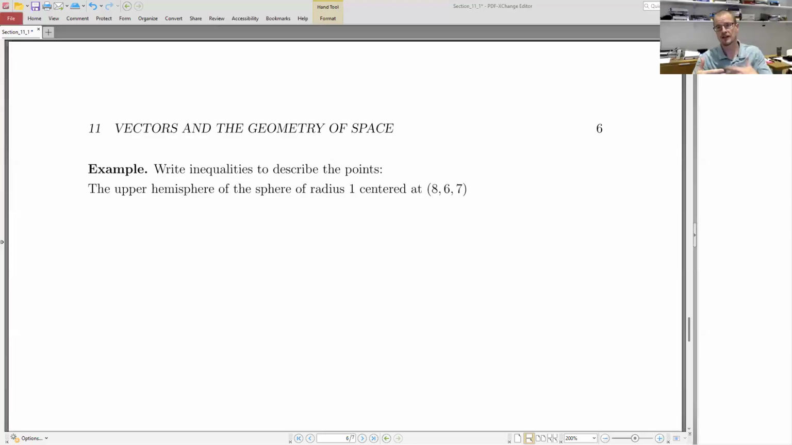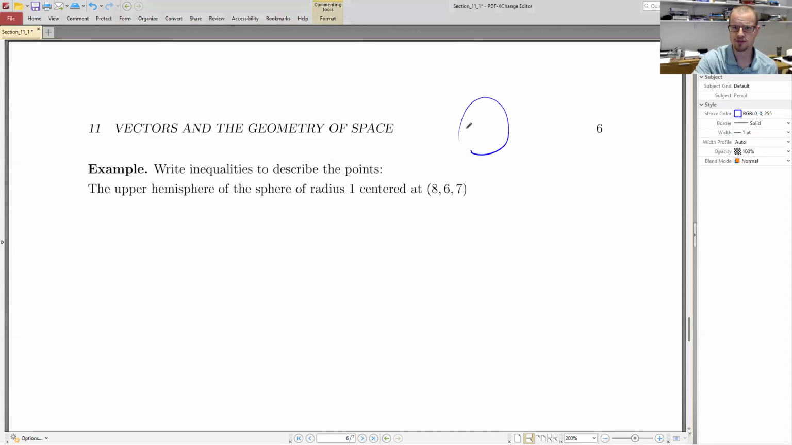We want to continue taking a look at our three-dimensional coordinate system, where we had been given equations to then describe sets. Here we're given a description and we want to come up with some equations to help us identify the points that we're interested in. So we want to write inequalities to describe the upper hemisphere of the sphere of radius 1 centered at (8, 6, 7).